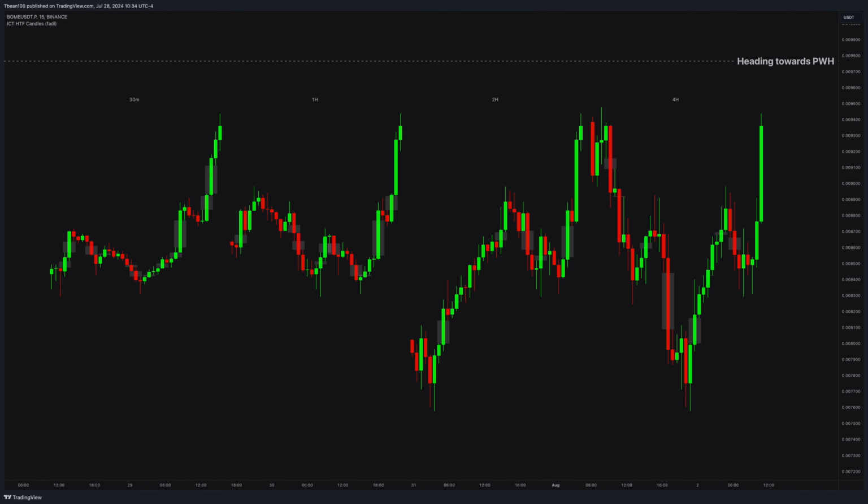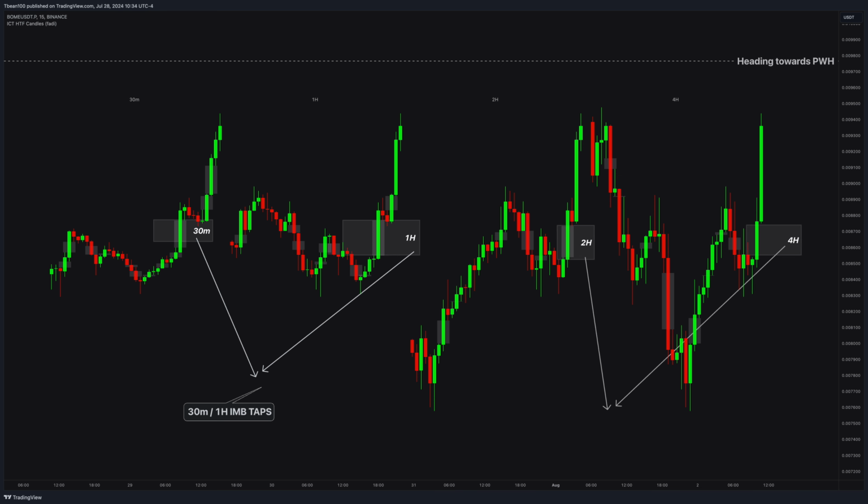We have the bias, all great and good. How about the momentum? Do we have the momentum or the real buyer power to carry us to our bias? Let's take a look at it. Within the 30-minute and 1-hour charts, you can see that we are fully powered with these internal imbalance taps. Within the 2 and 4-hour charts, I can see the momentum imbalances. Momentum imbalances give me the power and direction of the buyers. All great at this point.